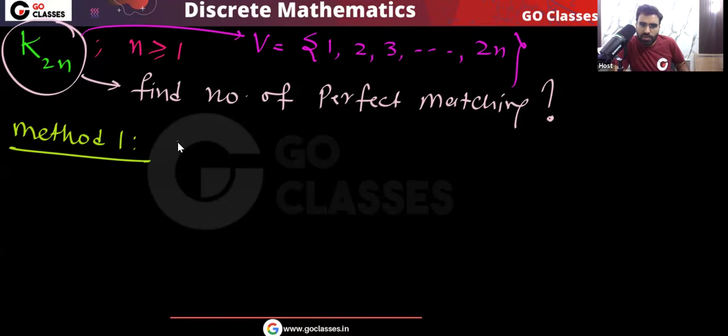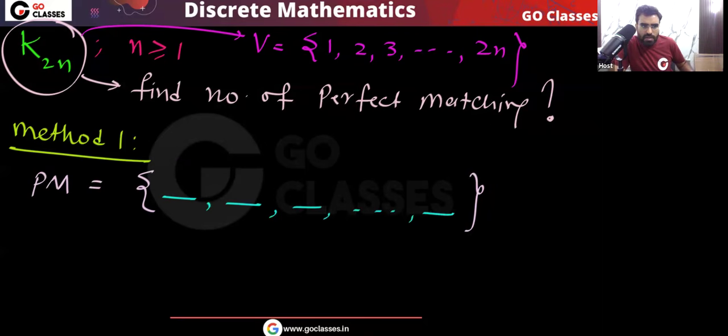In the method 1, what you will do? You already know that in this perfect matching, we are creating a perfect matching. In this perfect matching, how many edges will be there? Total 2n vertices we have. Every edge will cover 2 vertices. We need to cover all the vertices, and every 2 edges will cover disjoint vertices. So tell me, in this perfect matching, how many edges will be there? Exactly n. Yes or no? There will be total n edges, remember.